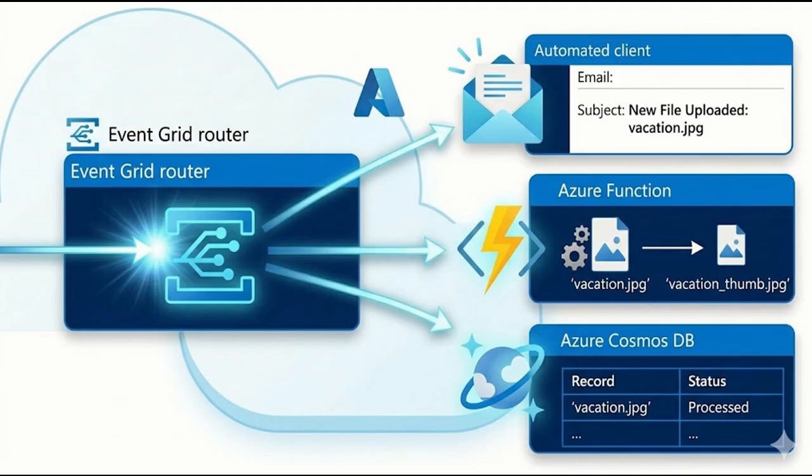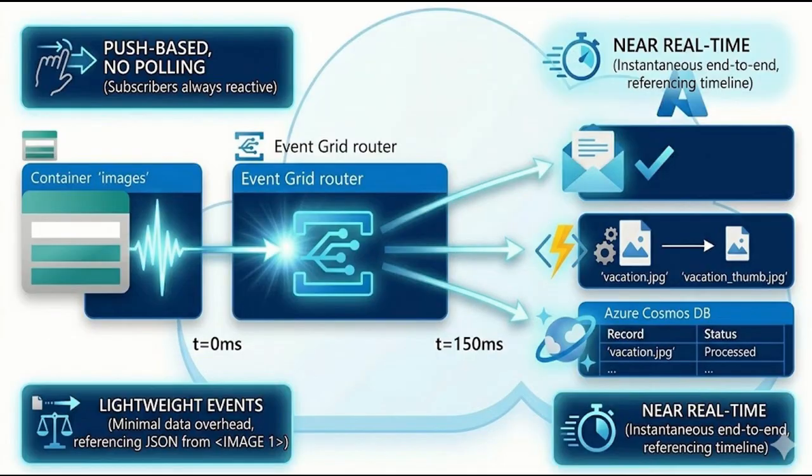So what are the key characteristics here? It is push-based, not polling. It has lightweight events, as we have seen here, the events are in the form of JSON, referencing the image. And there are multiple subscribers, publisher and subscriber, like email, then resizing the image, then updating the database, and it is near real time.